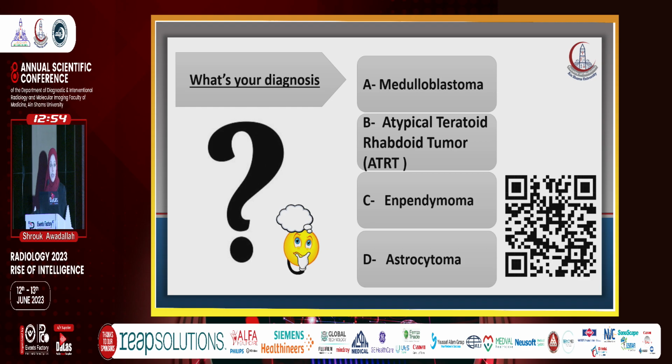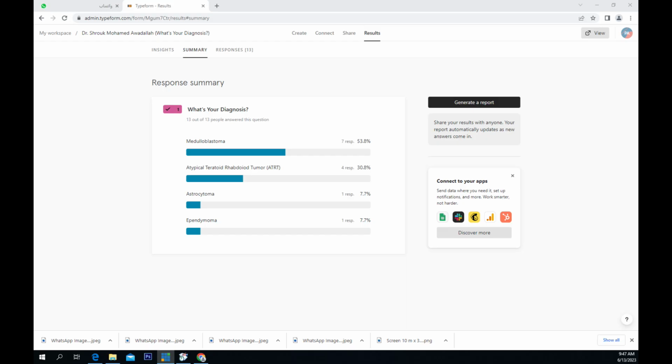What do you think? Please scan this QR code, and it is on your tables, and choose which one of these is your diagnosis. Result. We will talk about each choice in a short way.